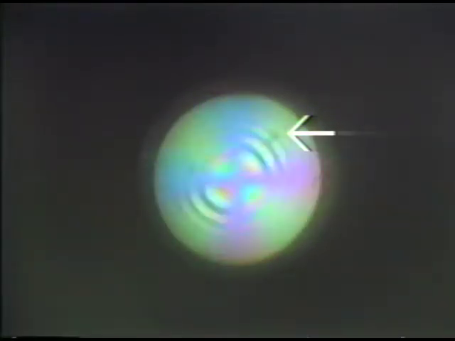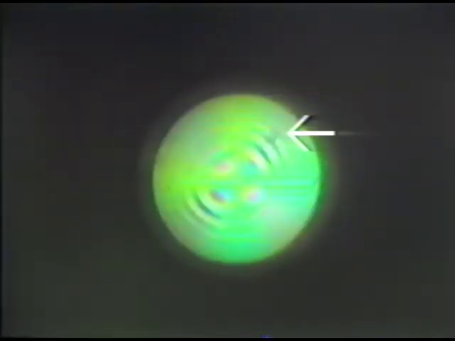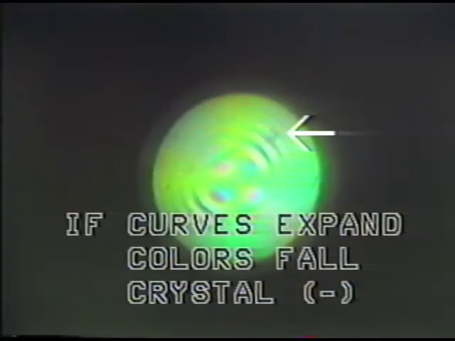Well, you have to watch this northeast quadrant. If the color curves expand, we say that the colors fall. The color curves expand in the northeast quadrant, we say that the colors fall. And if the colors fall, then the crystal has a negative sign. Calcite has a negative sign. Its epsilon refractive index is less than omega.